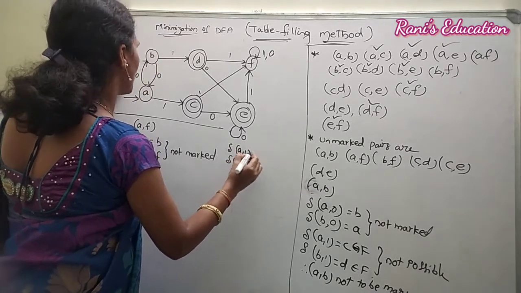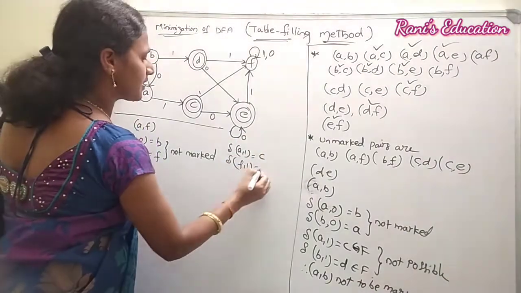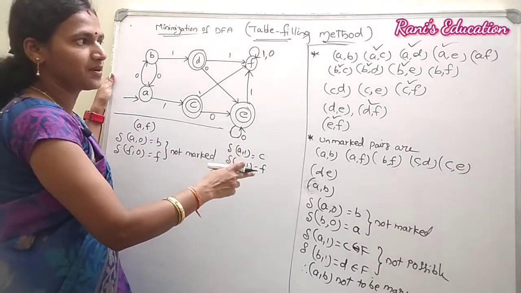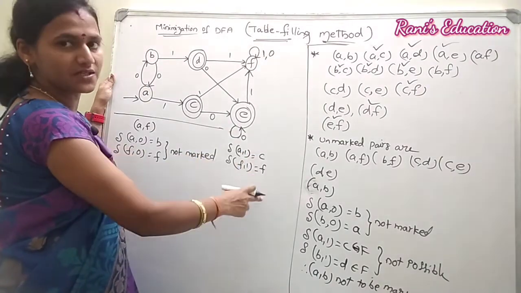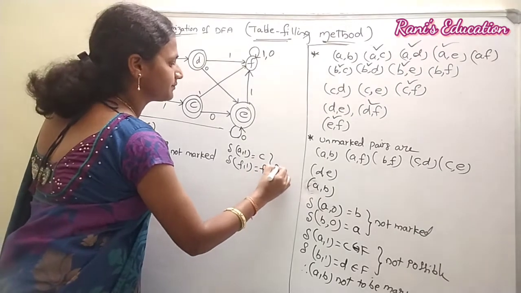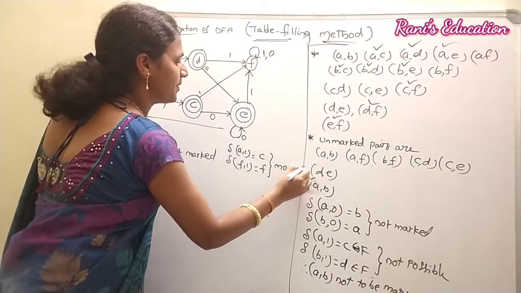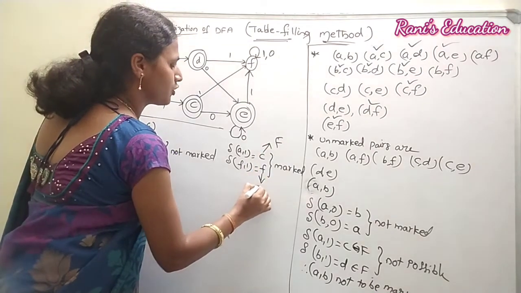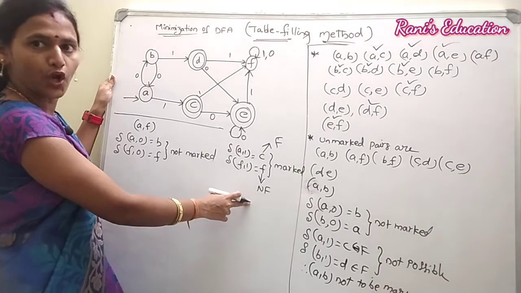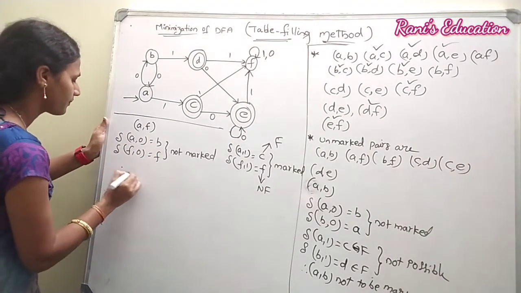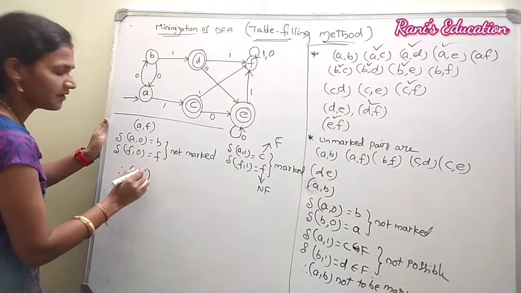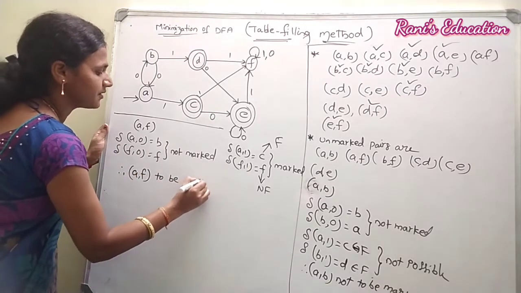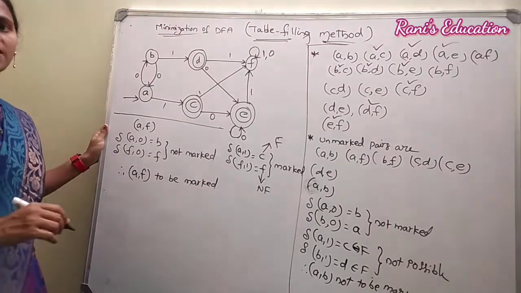So what is A comma 1 here? C. What is F comma 1? That is F. Whether CF or FC is already marked in the table. Yes, CF is already marked in the table, isn't it? Why? Because C is a final state and F is a non-final state. Here NF stands for non-final state. So, A comma F state pair is going to be marked in the table.